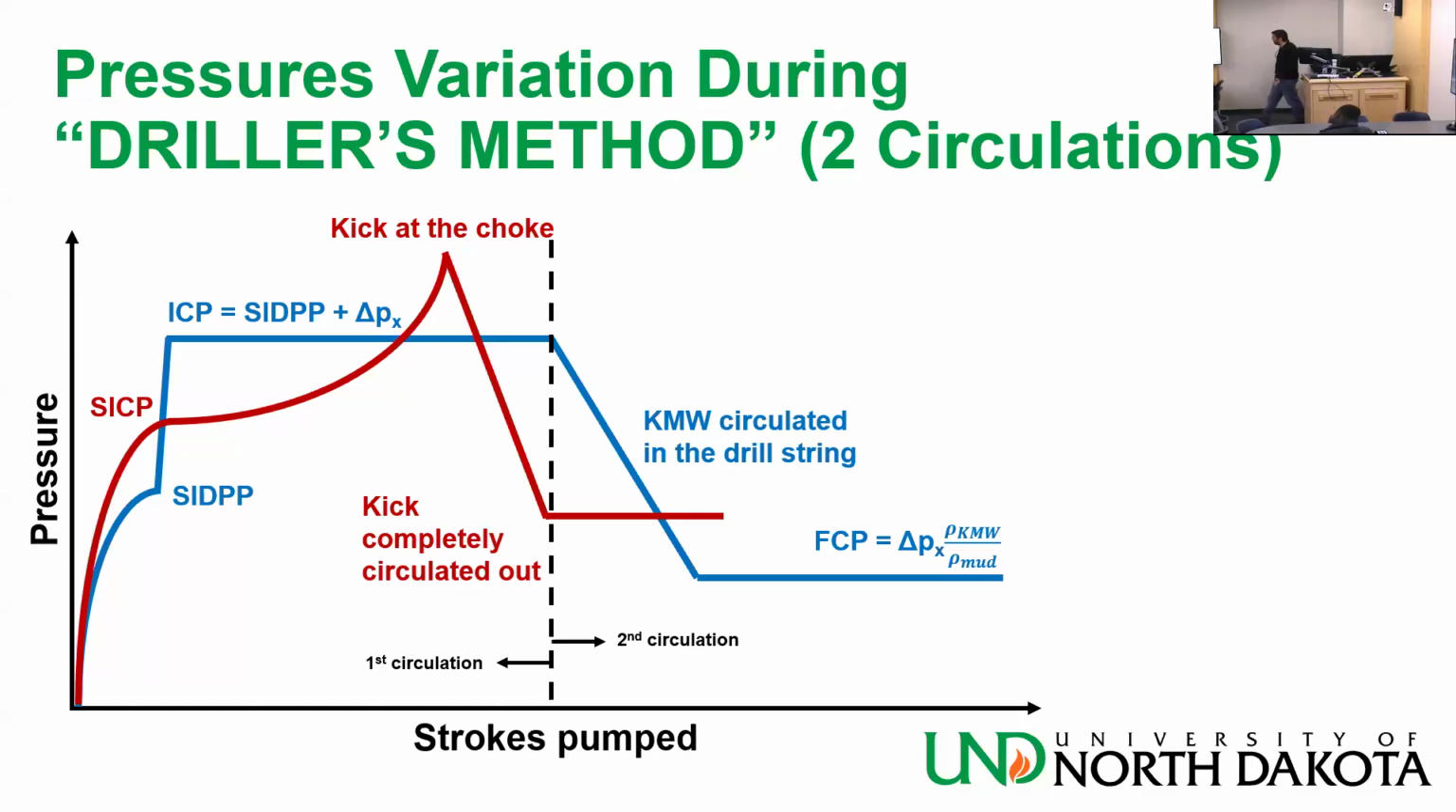And then I am pumping kill mud weight down the drill string. Nothing changes in the annulus, it stays the same. And then I'm pumping mud in the, how do you call it, the annulus. And eventually, once I have the whole well filled with green, new mud, kill mud weight, I have 0 on the casing, and I have FCP on the drill pipe side.